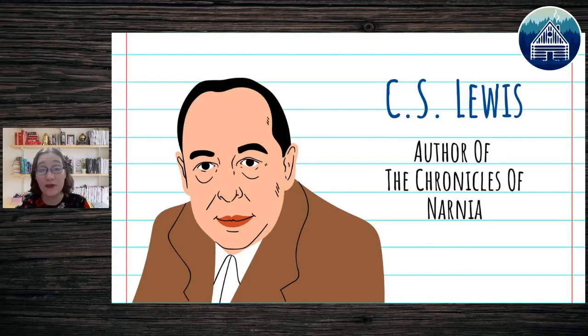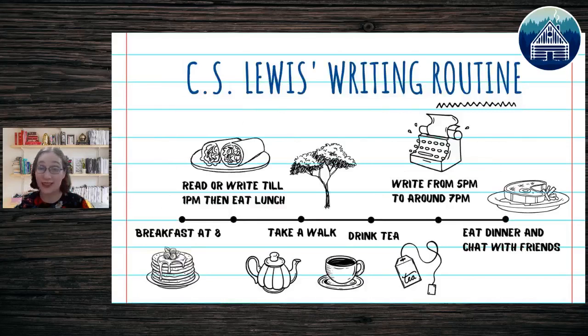We're learning about their writing routine and interesting facts about the authors. So C.S. Lewis famously wrote the Chronicles of Narnia, and I would have to say every homeschool family that I have met has probably read the Chronicles of Narnia, so you're probably familiar with C.S. Lewis. You might not be familiar with his writing routine. So he started with breakfast at 8 o'clock sharp, and then he would read or write until 1 p.m., and then he would eat lunch. He said that it really depended on if he was feeling inspired to write or if he needed to get inspiration by reading stories. This is very similar to how Jane Austen would play the piano in the morning.